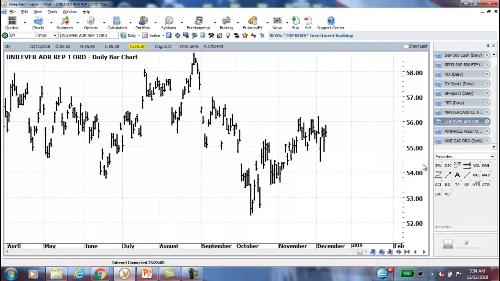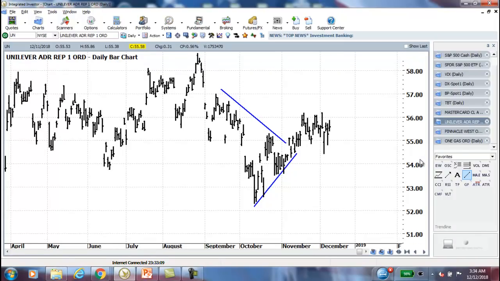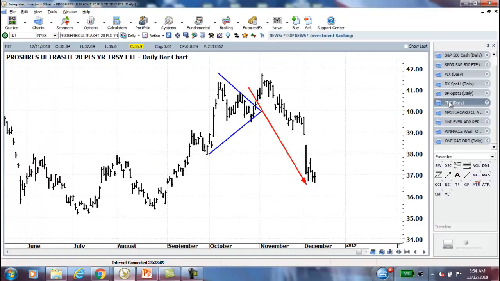Next is Unilever, and again, the consolidating ABCs, which go along with the triangle. Now, what I wanted to show you here is the fact that we thought, or it looked like, that this was the original triangle pattern, and then we're just kind of going sideways here, but that doesn't happen. When you have one of these triangles, you can have a false breakout, just like we did with TBT, but you're going to get a breakout. You're going to get one of these breakout moves.